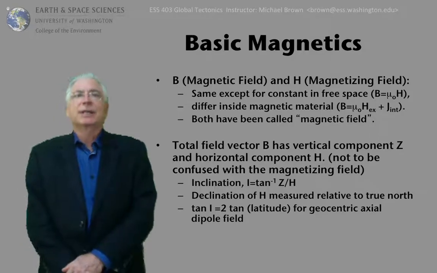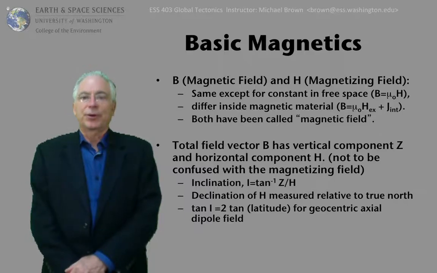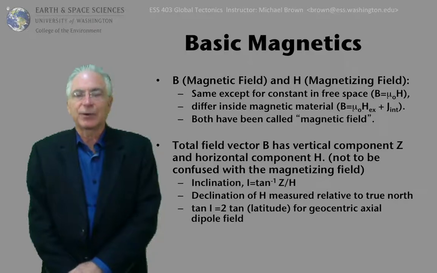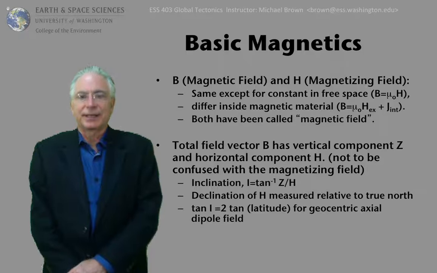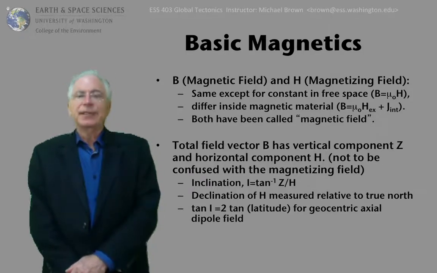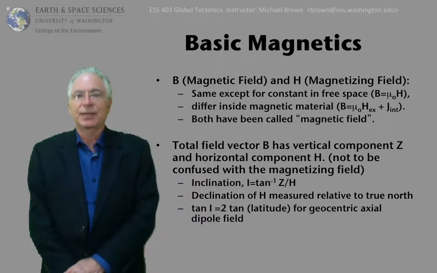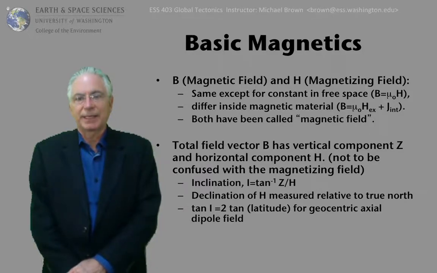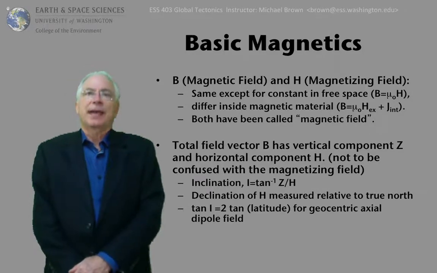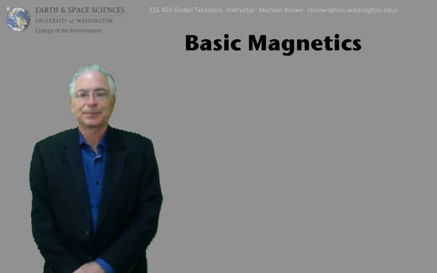Now, declination is the direction angle between H and true north. So the horizontal magnetic component is not pointed directly at the North Pole. Thus, there is an angle we call the declination. Finally, the tangent of the inclination is equal to twice the tangent of the latitude. Now, this is true if the Earth has a perfect dipole magnetic field that is centered at the center of the Earth and aligned with the axis of Earth's rotation.